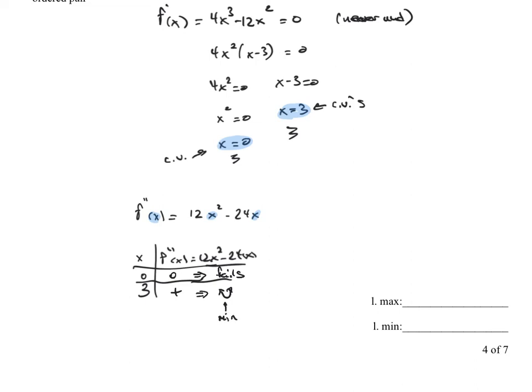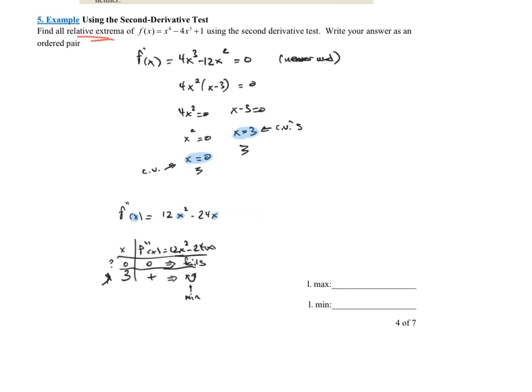So from the second derivative test, we don't know about x equals 0. We'd have to go back to the first derivative test on that one or look at the graph of the function. But we do know when x equals 3, we do have a minimum. Again, a minimum is a point on a graph, so we do want the ordered pair, meaning we do need to plug 3 into the original function, so let's do that now.